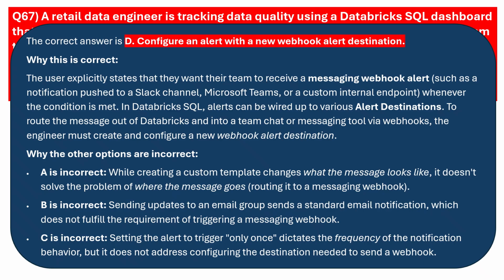Why the other options are incorrect. A is incorrect. While creating a custom template changes what the message looks like, it doesn't solve the problem of where the message goes, routing it to a messaging webhook. B is incorrect. Sending updates to an email group sends a standard email notification, which does not fulfill the requirement of triggering a messaging webhook. C is incorrect. Setting the alert to trigger only once dictates the frequency of notification behavior, but it does not address configuring the destination needed to send a webhook.